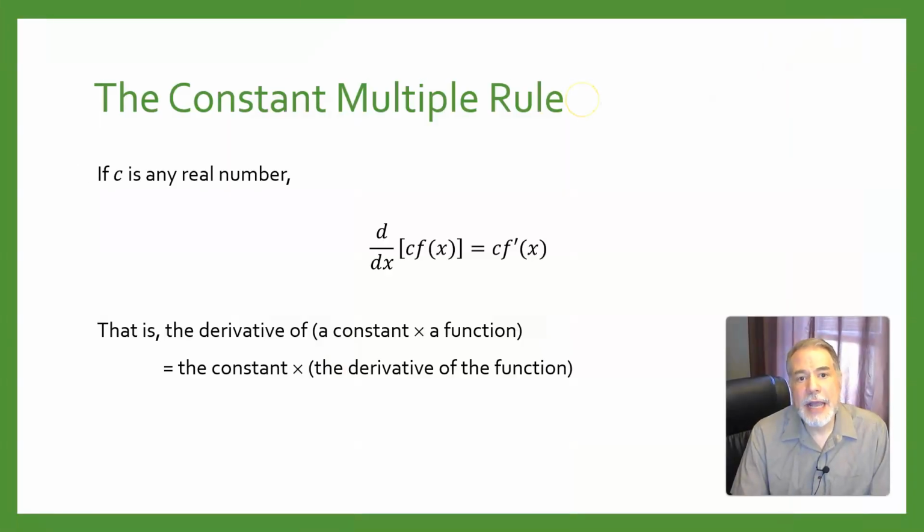Okay, next rule, the constant multiple rule. If c is any real number, the derivative with respect to x of c times f of x is c times f prime of x. In other words, the derivative of a constant times a function is the constant times the derivative of the function. Now, don't confuse this rule with the plain old constant rule that we saw earlier. The derivative of a constant by itself would be 0. But the derivative of a constant times something else would be that same constant times the derivative of the something else.